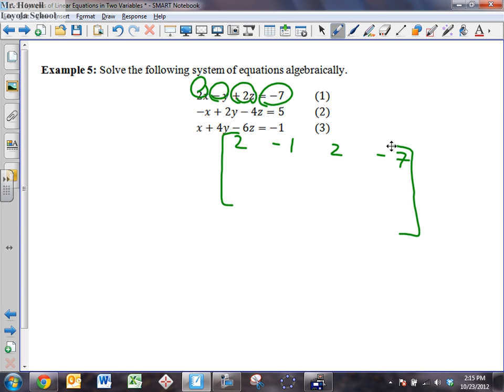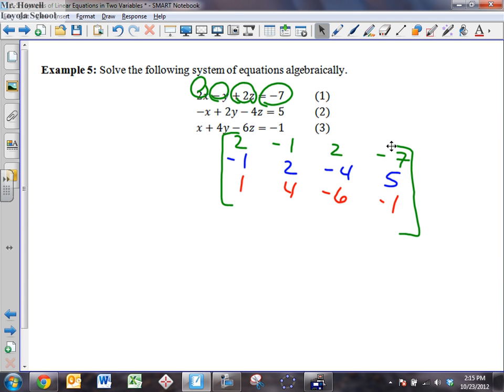Second row. Somebody tell me what the second row should read. Summer. -1, 2, 4, -4 would be 5. And somebody else for the third, please. For the third, Erickson. 1, 4, -6. All right. So everybody see this so far? We're good? That's what a matrix looks like.